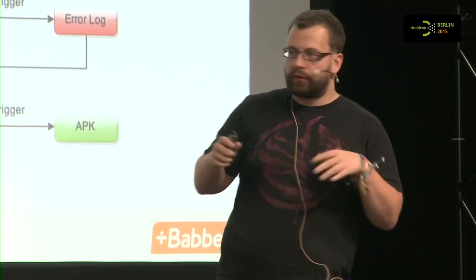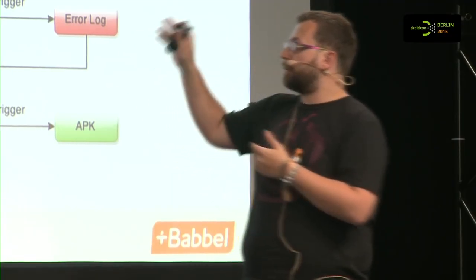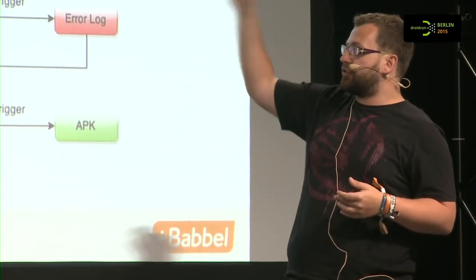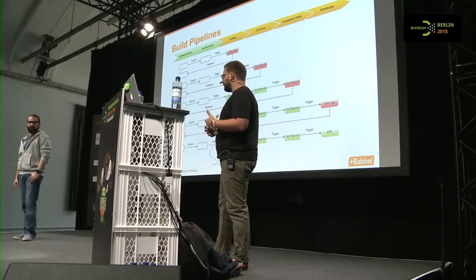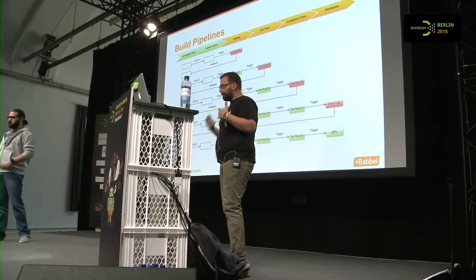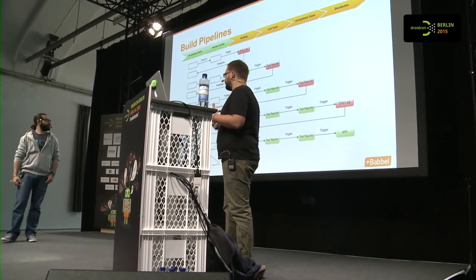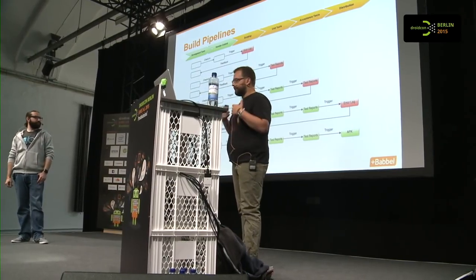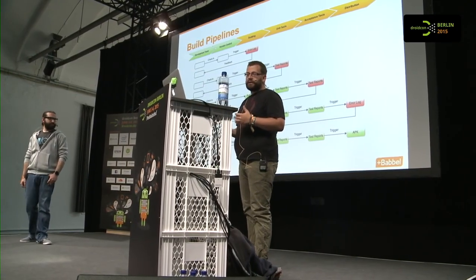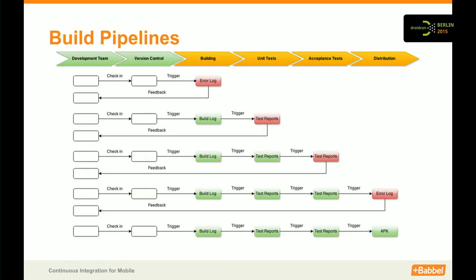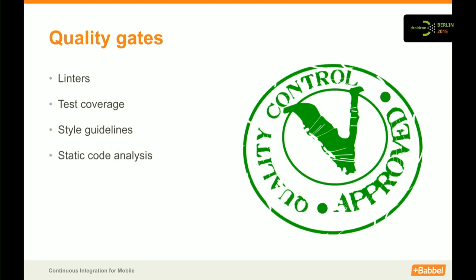In short, what do build pipelines look like? When the development team checks in, everything gets triggered and there are logs for everything you need. So it's a really cool way to get the information quickly and as exact as you need it. So the next topic will be quality gates.